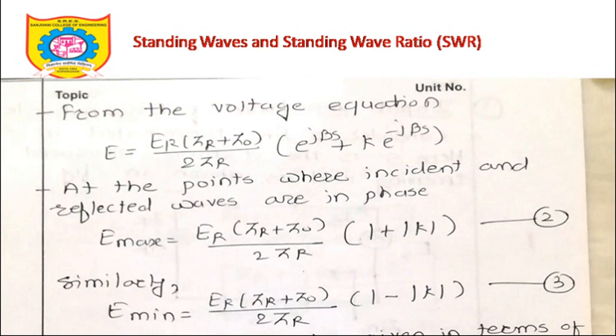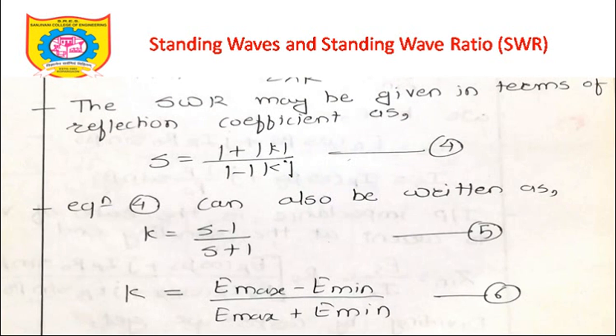If we represent E max and E min in terms of the voltages, ZR, Z0 and K, that is the reflection coefficient, we finally got the expression for the standing wave ratio S as 1 plus mod K upon 1 minus mod K, where K is the reflection coefficient. We have also understood that the value of the reflection coefficient will vary from 0 to 1, whereas the value of the standing wave ratio will vary from 1 to infinity.